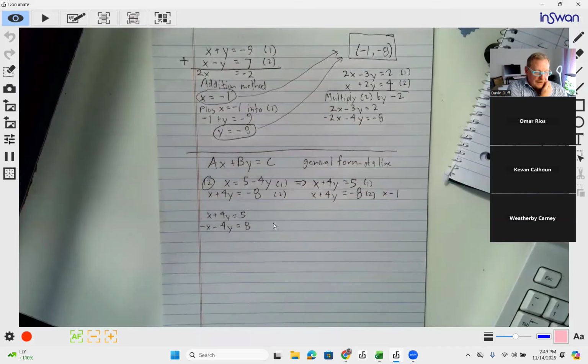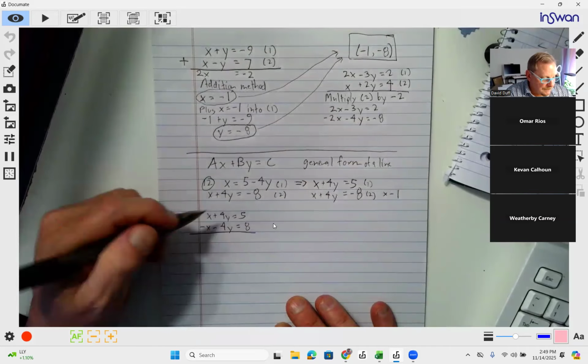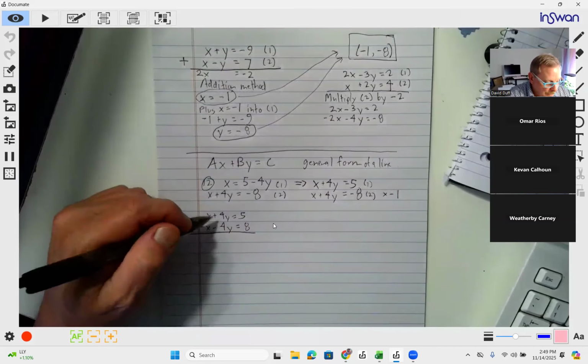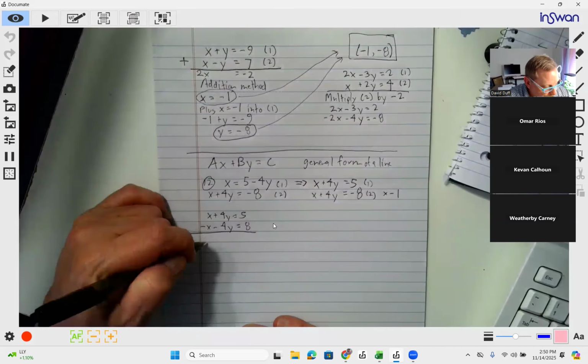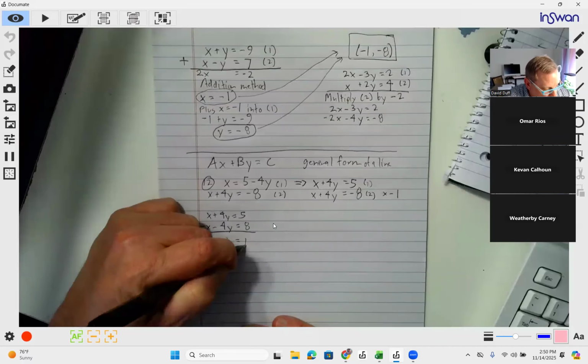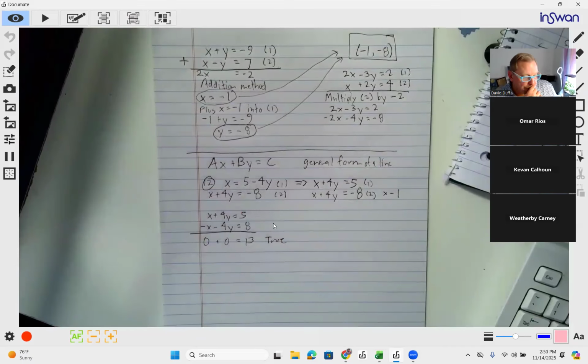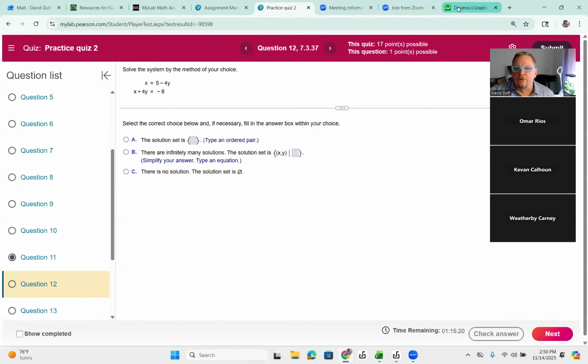So all I've done is I want one of these variables to cancel out. But notice that they're the same. So if I cancel this, I get a 0 plus a 0 equals 13. This is not true. These must be parallel lines. And let's go to Desmos and take a look.